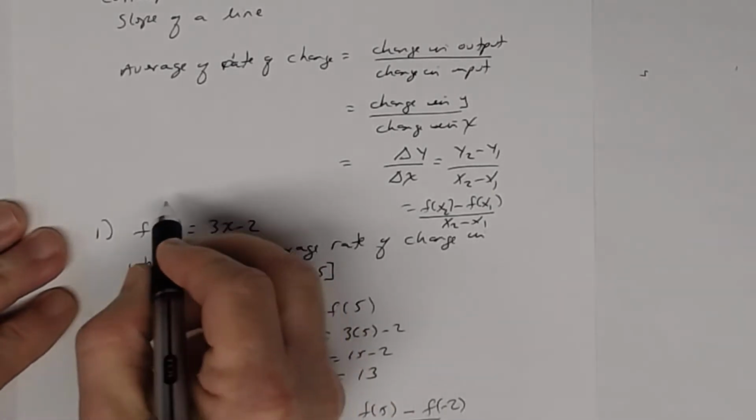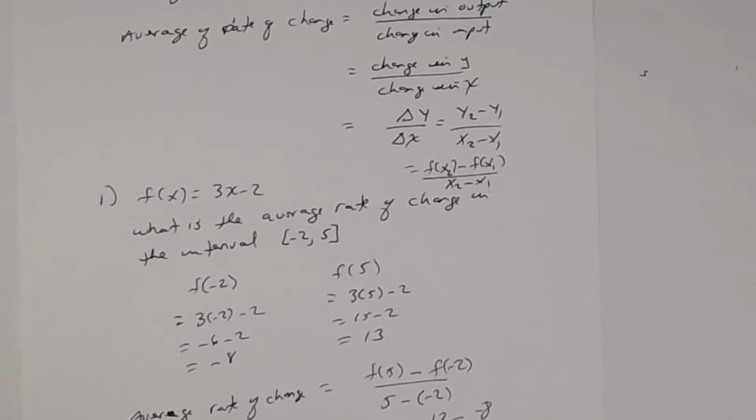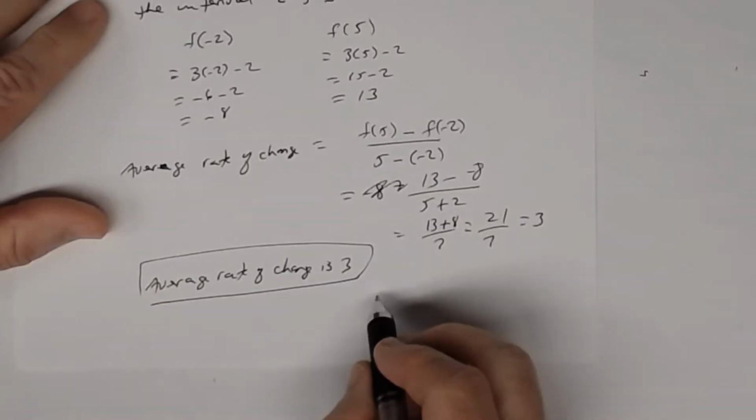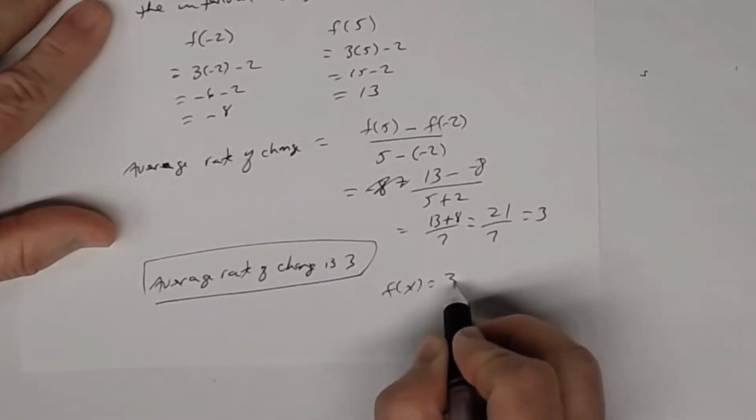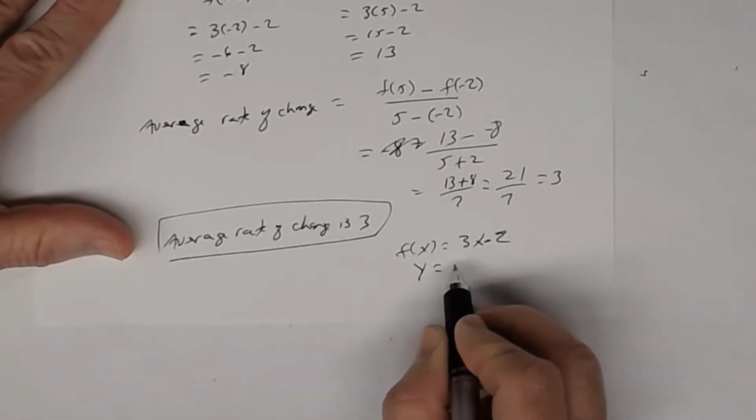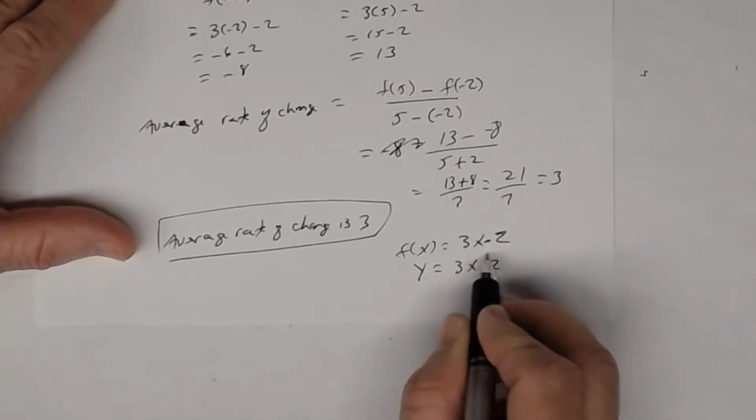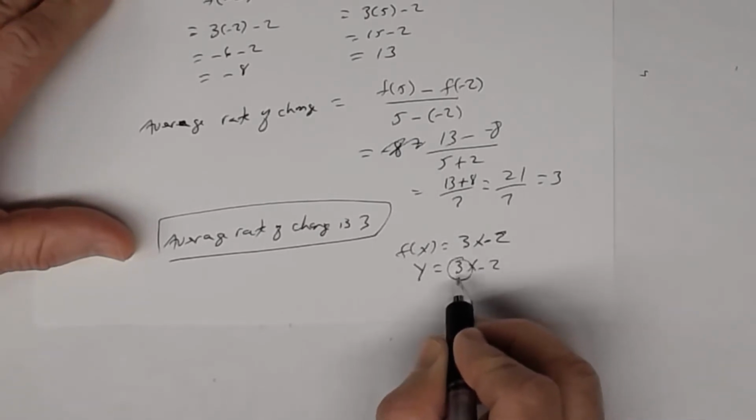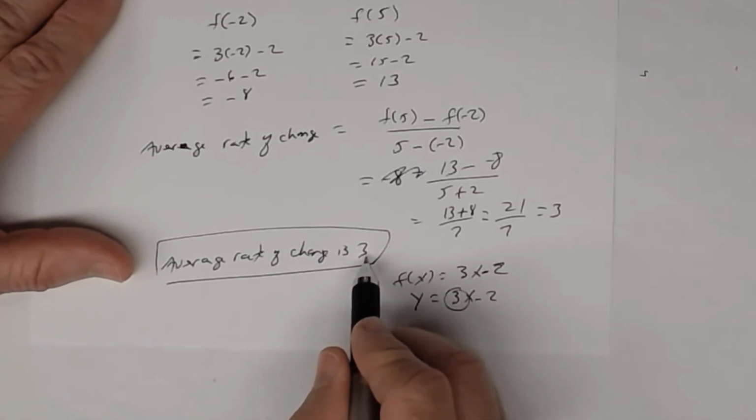So remember slope-intercept form? So let me write this right here. So f of x equals 3x minus 2. And f of x means the same thing as y, right? Y equals 3x minus 2. Well, this line has what slope? This is slope-intercept form. This line has slope 3. So the answer better be 3.